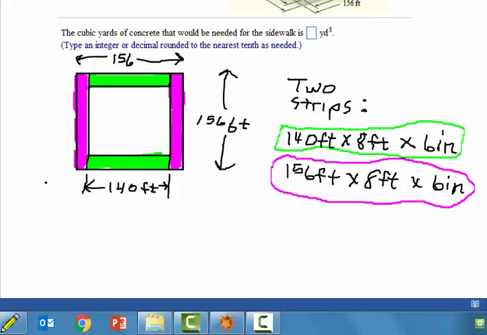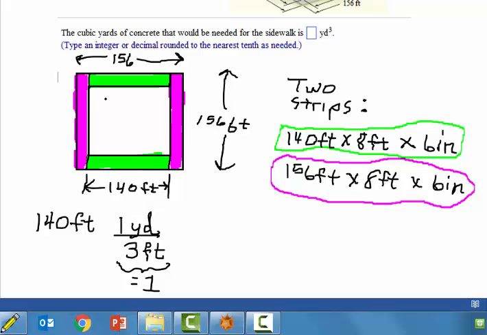All right, now here's what you have to understand. If I want to convert 140 feet to yards, there are 3 feet in every yard. So 1 yard and 3 feet are equal to each other. If I make the numerator equal to the denominator, this is just equal to 1. So if the numerator equals the denominator, the fraction equals 1. When I multiply something by 1, I don't change its value.